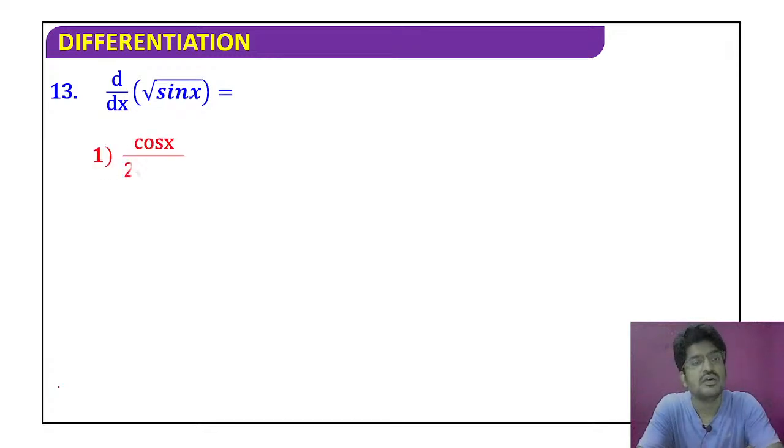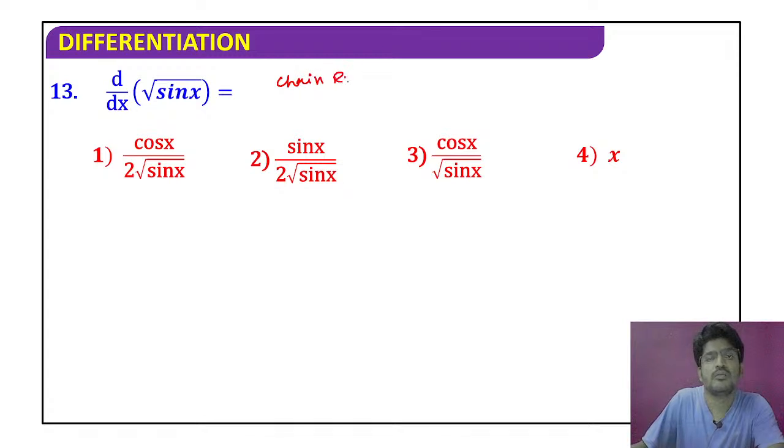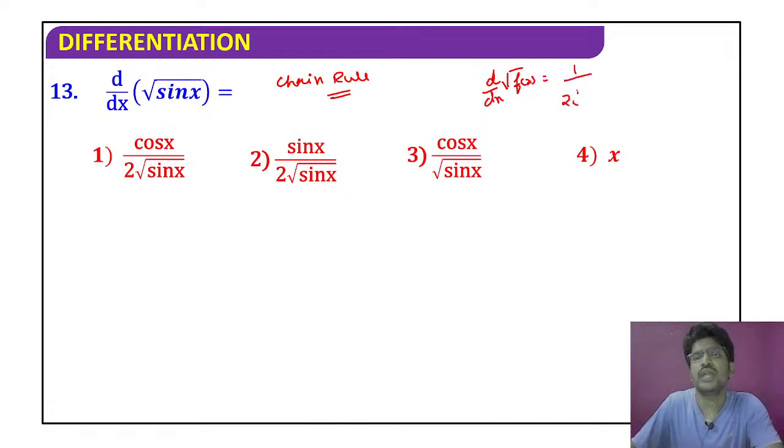Okay, that is differentiation of root of sin x. So see here, differentiation of root of sin x is what? By using chain rule you have to simplify. Clear? All of us know that differentiation of root of f of x is 1 by 2 root of f of x, multiplied with f dash of x. So you have to apply this formula. If you apply this formula, definitely you can get the right answer.